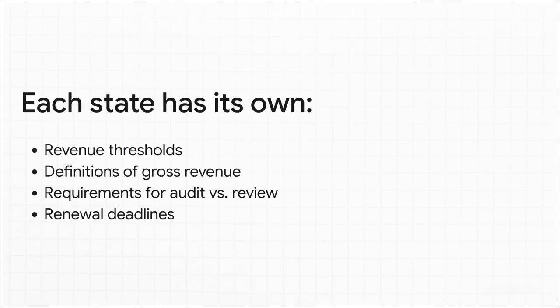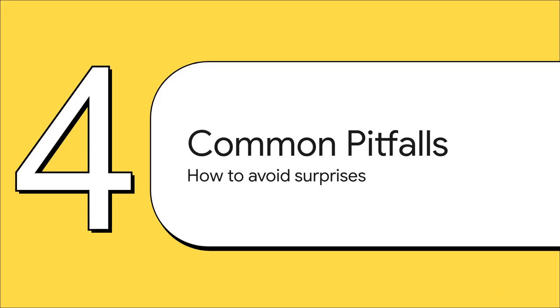So for any nonprofit registered in multiple states, this becomes a real compliance puzzle. Every single state can have its own revenue threshold, its own definition of what even counts as revenue, different requirements for a full audit versus a less intense financial review, and of course, different deadlines for everything. Because of all this complexity, it is incredibly common for even well-meaning, organized nonprofits to get caught off guard. Let's look at a few of the most common ways this happens.